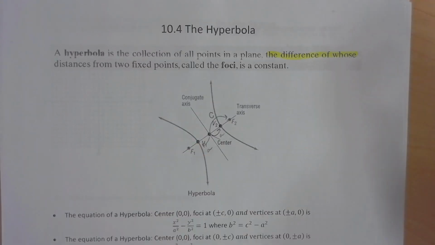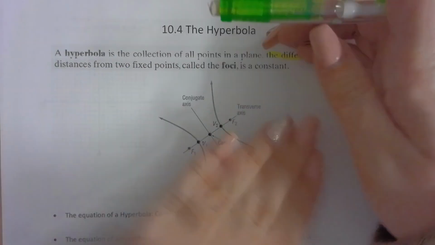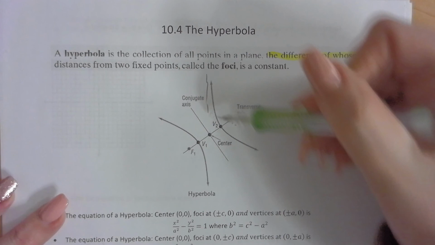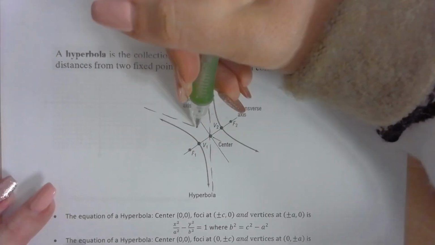Now, one thing that's a little different with our hyperbolas is we also have asymptotes. So that's going to determine how wide they are. So we'll have two asymptotes here that will go through the center.